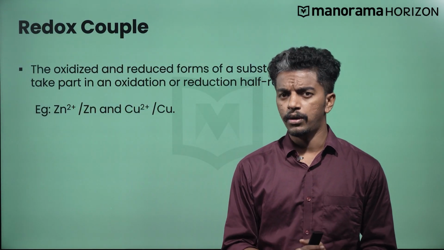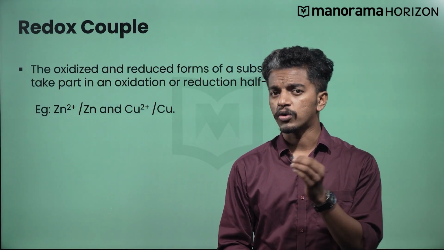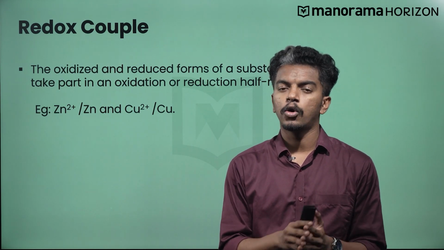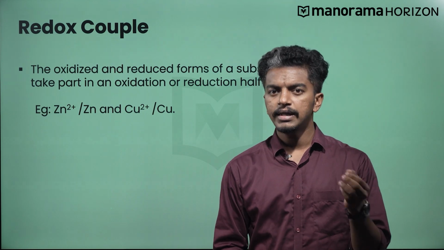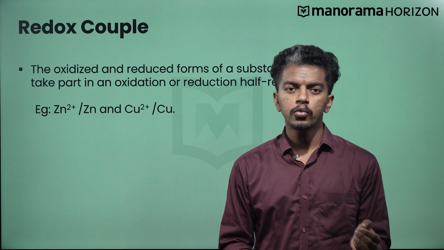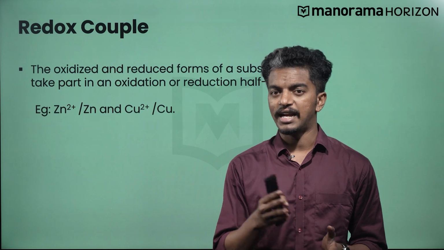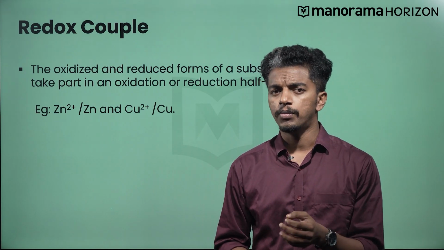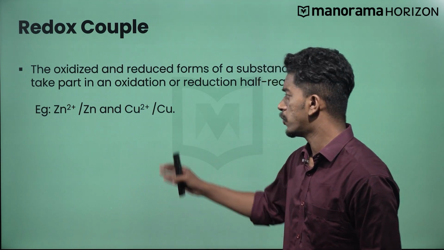A redox couple is defined as having both the oxidized and reduced forms of a substance taking part in the oxidation or reduction half reaction. In the experiment on the previous slide, the two redox couples are zinc ions / zinc and copper ions / copper. Here the oxidized form is placed before the reduced form as you can see here.